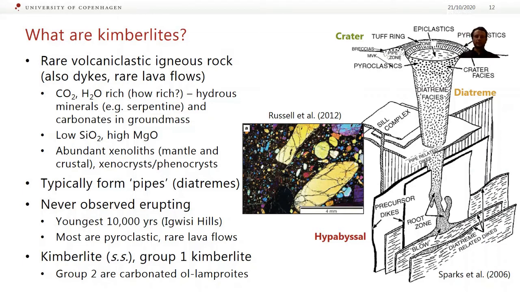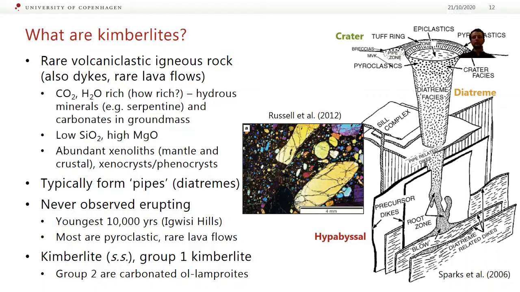We have a lot of evidence that they are carbonate and water rich. There is some debate about how much of the water in particular originates from the mantle and how much of it is from hydrothermal alteration when they're emplaced. We can see that in hydrous minerals such as serpentine and some carbonates in the groundmass. In general, they're pretty low in silica and very high in magnesium.